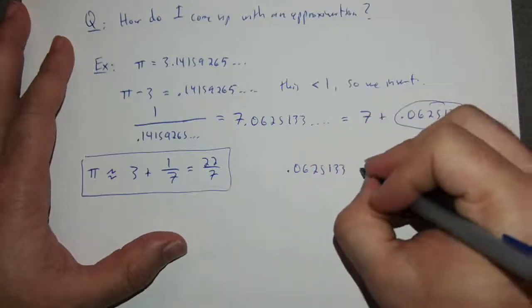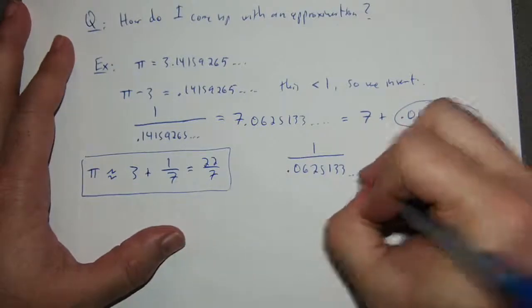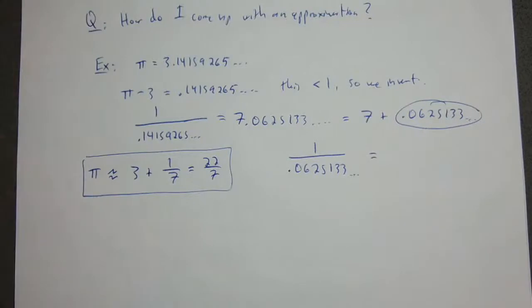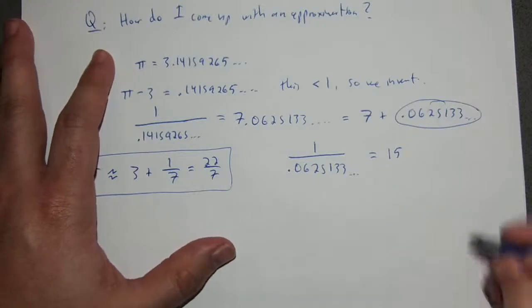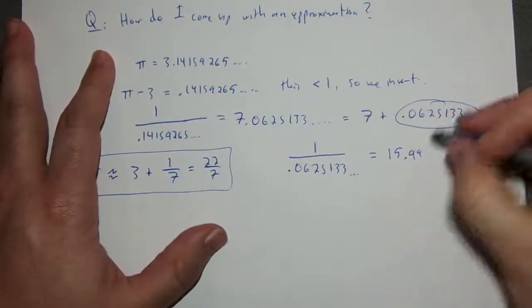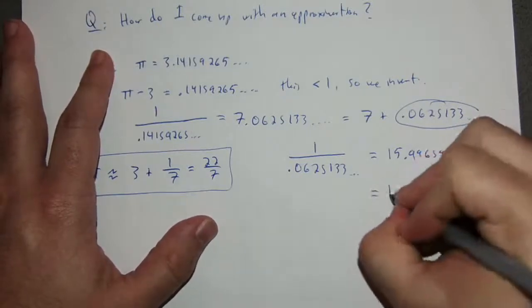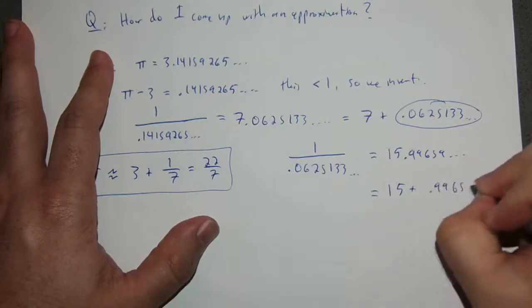So you have 0.0625133. If I invert that, because that's less than 1, again using my favorite calculator of choice, this is 15.99659 and so on, which I can write as 15 plus 0.99659 and so on.